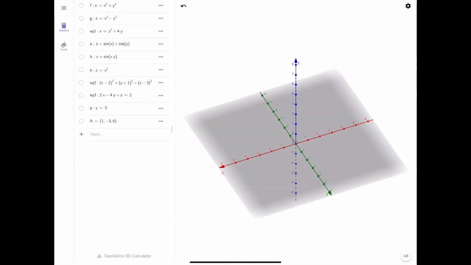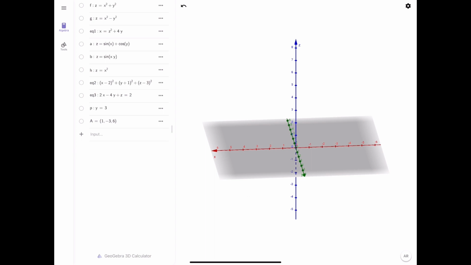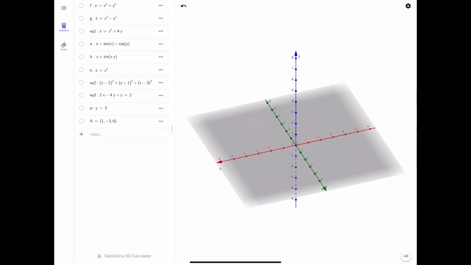This is the GeoGebra 3D Calculator app for iPad. It doesn't work quite as well as the website. It has some glitches, but it works well enough, so I want to show you some things here. So we have the 3 different axes there. The x-axis is red, y-axis green, and z-axis blue. If you take your right hand and point your index finger in the direction of the red axis, and your thumb points in the direction of the z-axis, and the rest of your fingers point in the direction of the y-axis, we're drawing this according to the right-hand rule.